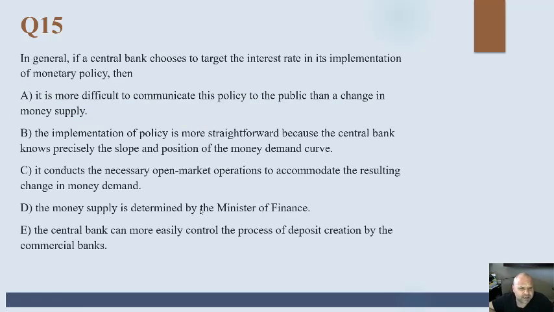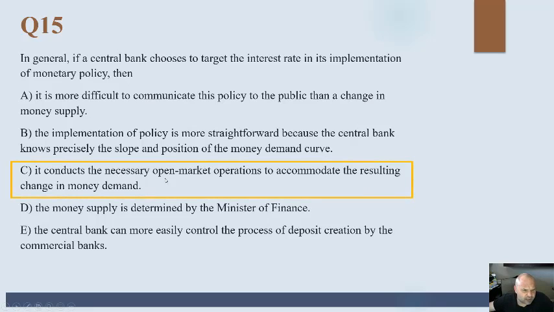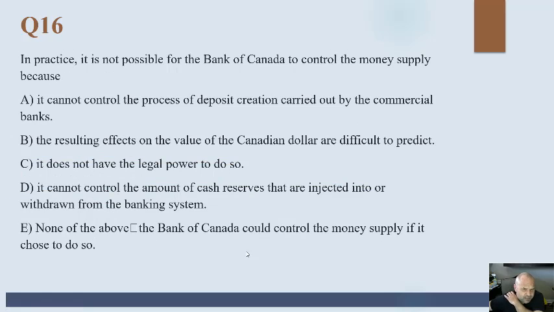In general, if a central bank chooses to target the interest rate in its implementation of monetary policy, then which of the following is correct? Okay, the correct answer here is C. It will conduct the necessary open market operations to accommodate the resulting change in money demand. So here they're going to be targeting the interest rate, not the money supply, and they'll do their best to accommodate the changes in the money supply to get the target rate that they're interested in.